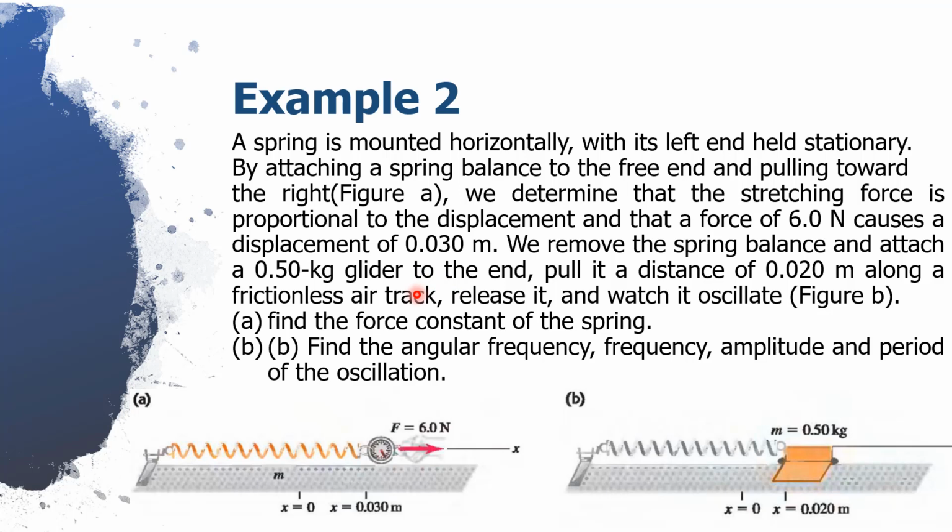Then we remove the spring balance and attach a 0.5 kilogram glider to the end, as shown in figure B, and pull it a distance of 0.02 meters along a frictionless air track. Then release it and watch it oscillate, as shown in this figure. Question: A, find the force constant of the spring. B, find the angular frequency, the frequency, amplitude, and period of oscillation.